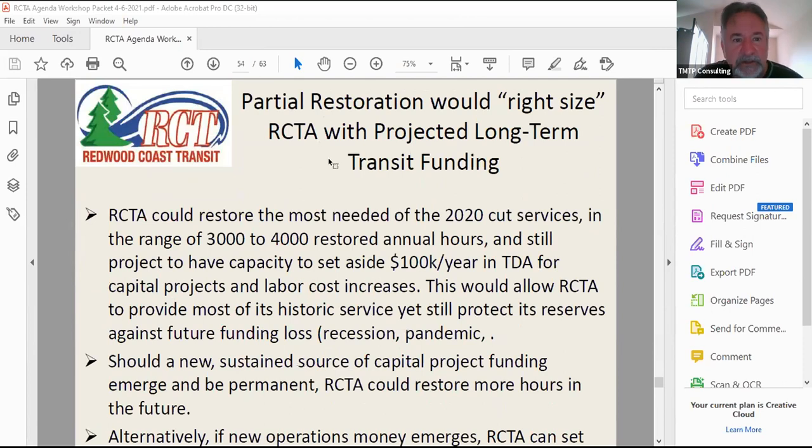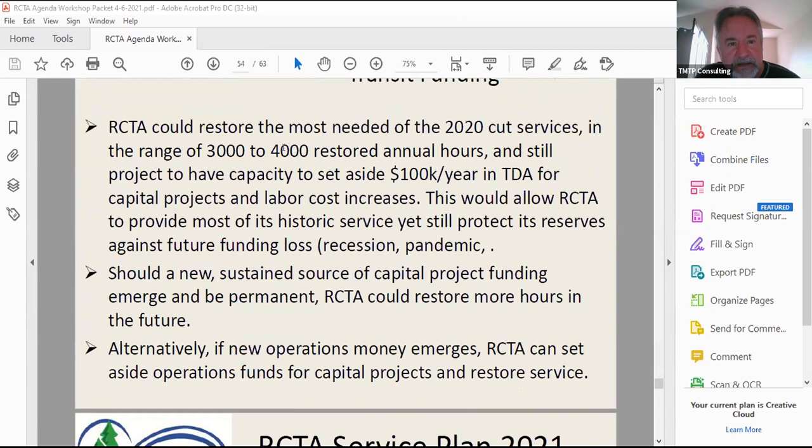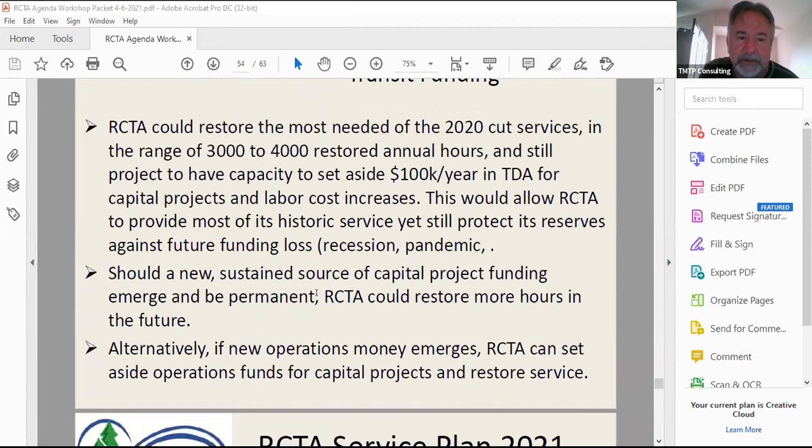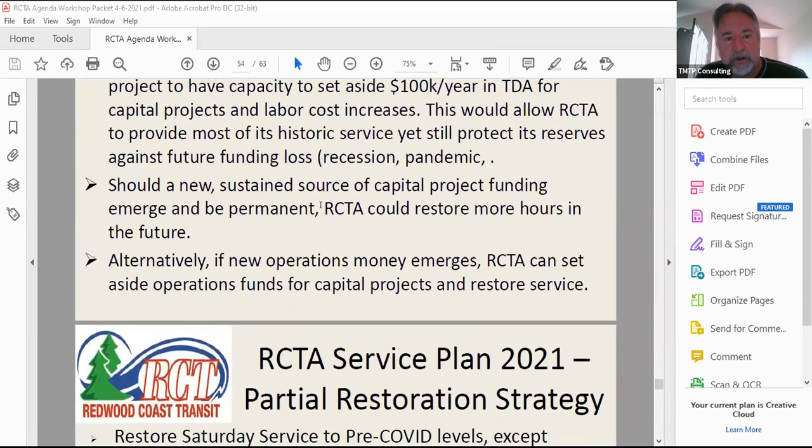So going back to the restoration approach, a partial restoration, if we could bring a package to you guys next month and or in June, that would bring back say 3,000 or 4,000 of the 6,000 or so cut hours from last year. That would give us the capacity to set aside some money each year from the TDA for our local match and our capital projects and still bring back the best and most consumed service of what we used to have. And then if things change in the future, as Dan mentioned, transit funding is volatile and the one constant is change. If we get a new capital source, that would be a game changer for us. If there were another Prop 1B or whatever, and there could be, who knows how the recovery in California is gonna go from this pandemic. But if a new source comes up, then maybe we could get a little bit more aggressive with service in the future. But for now, we recommend we don't get into a spot where we're institutionally underfunding capital, because that's devastating.